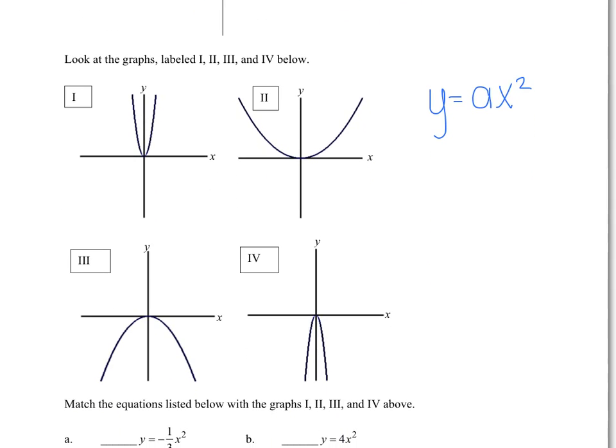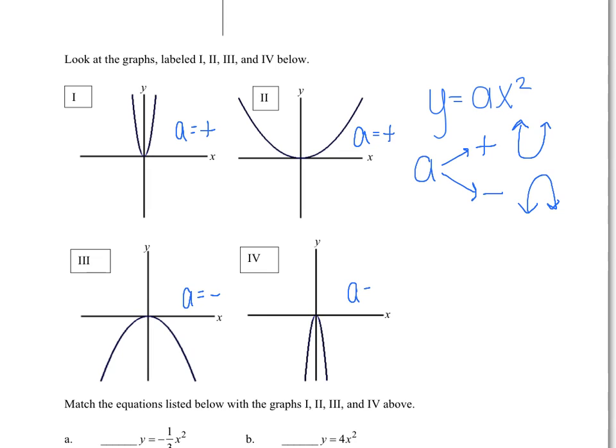So there's two things we're going to be looking at. If a is positive, the graph opens up. And if a is negative, the graph opens down. So already we know a is going to be positive here and here, and a is going to be negative here and here.